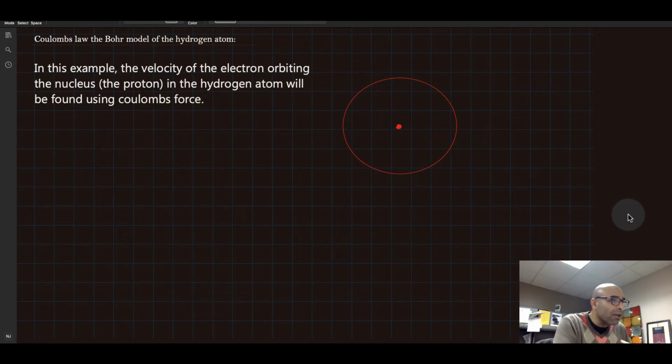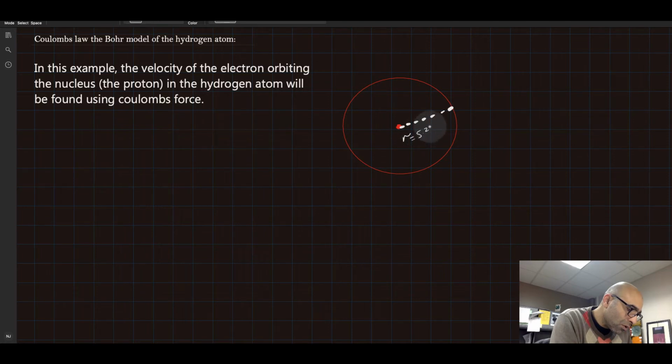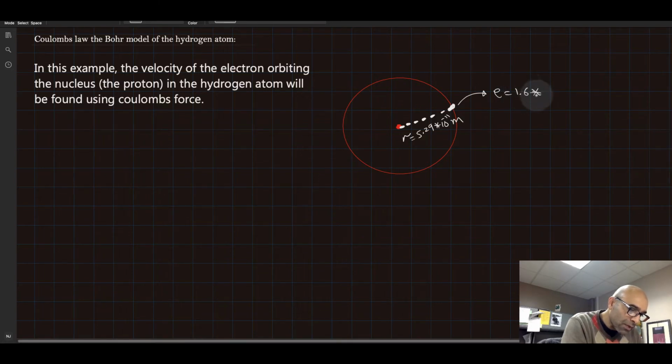Okay, so if the radius at which this electron is orbiting is equal to 5.29 times 10 to minus 11 meters. As you can see, it's very small. Okay, we know that this is the electron, and the charge of the electron is equal to 1.6 times 10 to minus 19 coulomb.